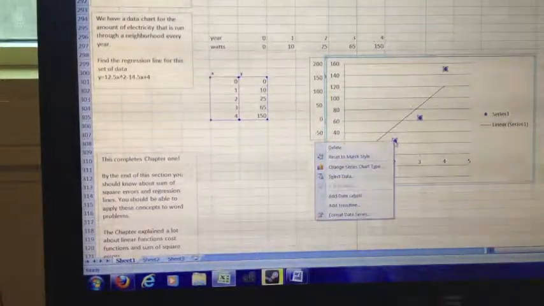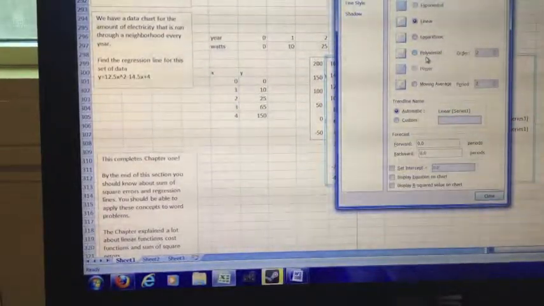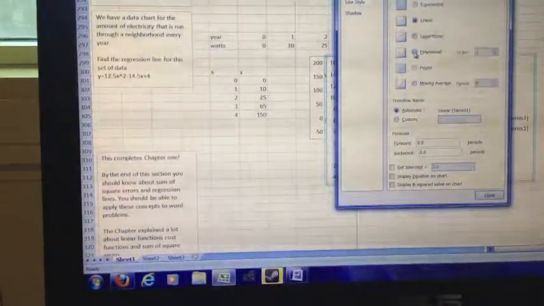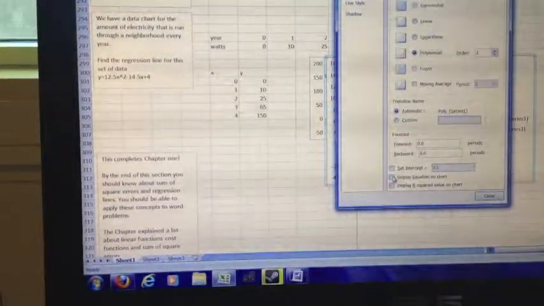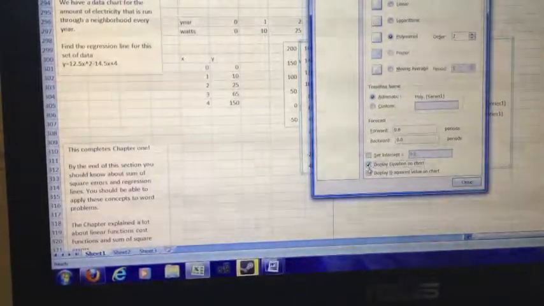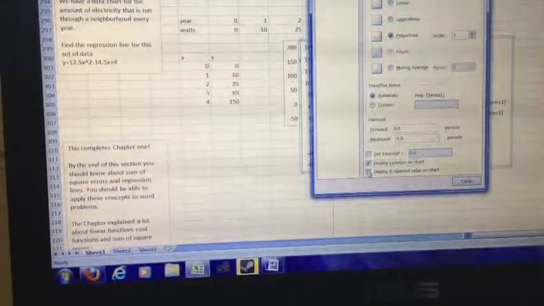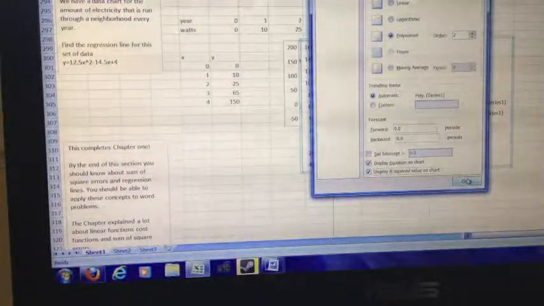So we're going to right click again, say Add Trend Line, and we're going to try a different type of line. So we're going to go with polynomial. And we're also, down here, going to click Display Equation in Chart, and we're going to click Display R squared value in chart. Okay, and then we're going to go to Close.